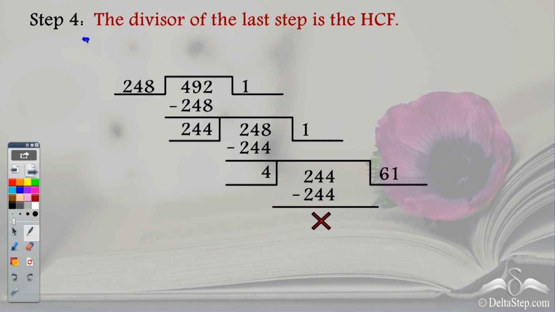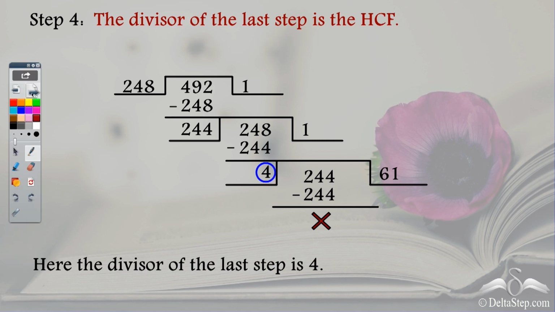So the divisor of the last step is the HCF. So if you go on by this method, the divisor of the last step, which is 4, what is my last step? This is my last division. So I have done so many divisions. But which is my last division? This one. Which is my last divisor? 4. The divisor of the last step is my HCF. So over here, the divisor of the last step is 4. So 4 is the HCF.